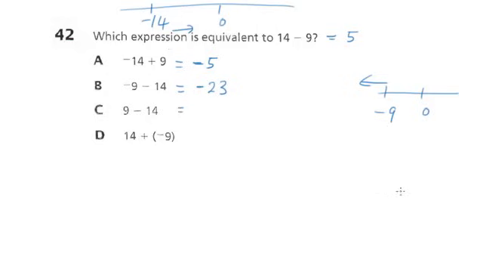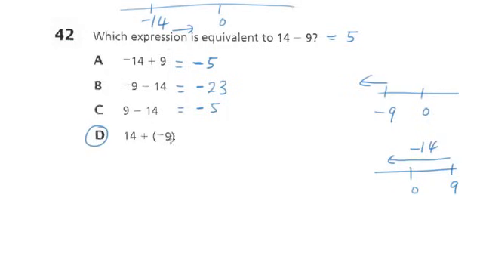Okay, C, the third option. If we're at 9 and we're subtracting 14, I'm going to keep going past 0 when I'm subtracting 14, and so 9 minus 14 is going to give me negative 5. And so I know it has to be D, but let's just do the work right here.